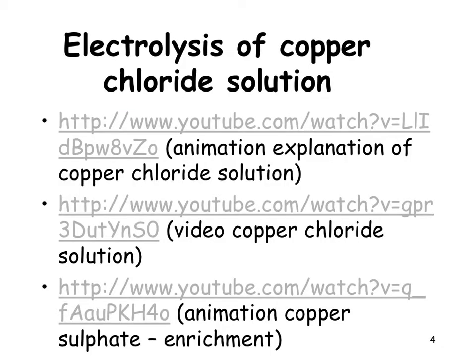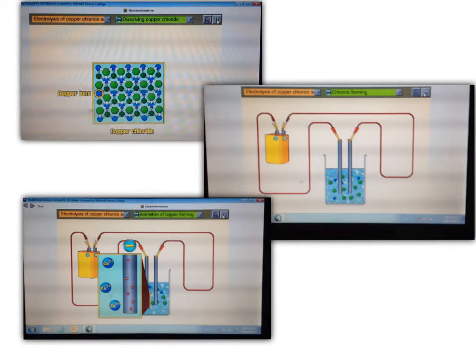Now, there are a whole lot of videos on YouTube that you can take a look at if you want to. I'm going to show you some videos which are enough, but if you want to, you can always take a look at more. So, the first thing we're going to look at is what happens to copper chloride when I pass an electric current through it.